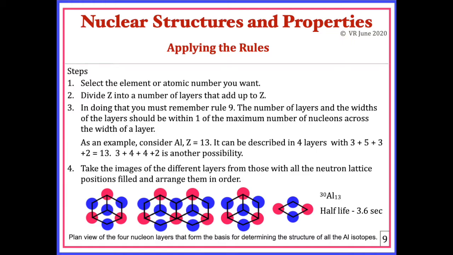Take the image of the different layers, those with all of the neutron lattice positions filled, from those previous slides. They are shown here side by side in a plan view. All future images will be shown in the 45-degree oblique view with the layers stacked vertically above each other. That represents the layout of the isotope 30Al. Its minor claim to fame is that it represents the highest mass number aluminium isotope that has a half-life of greater than a second. The importance of that will become apparent later. The next step is to arrange those layers in order and start subtracting neutrons until they get the isotope of interest.